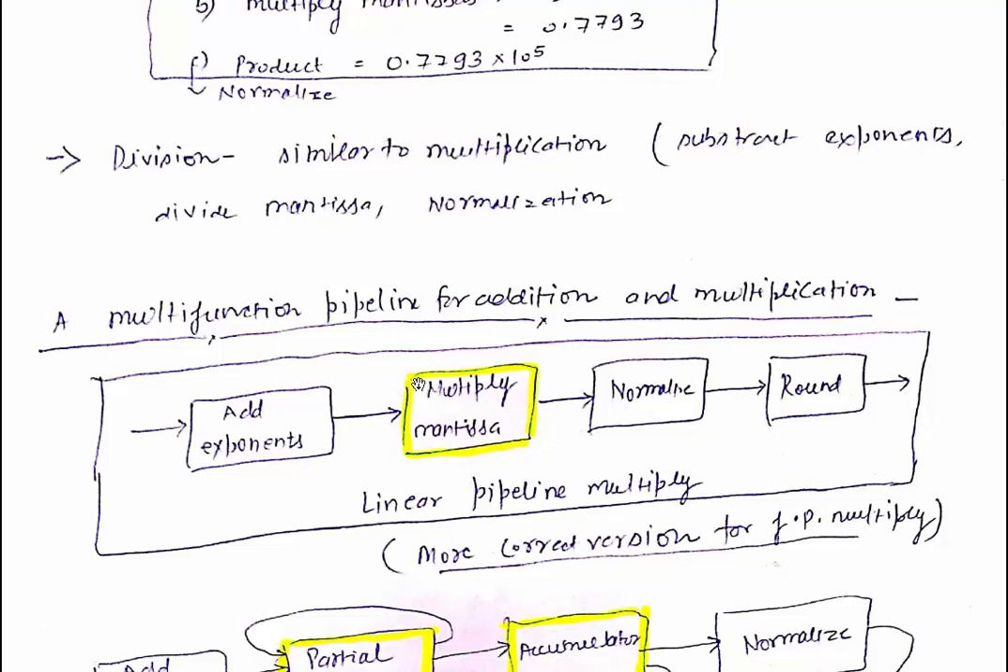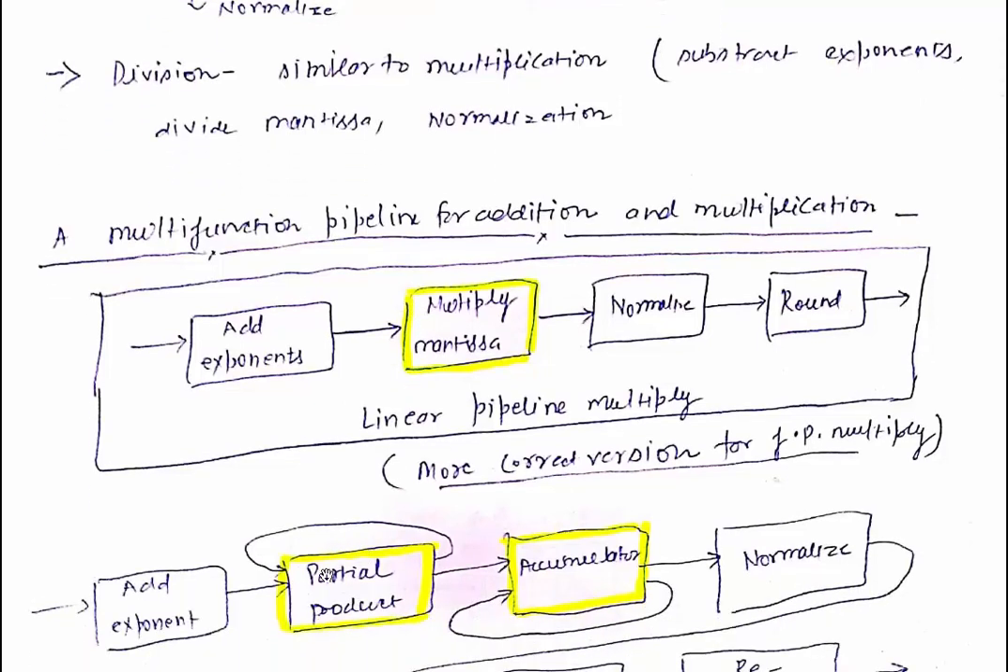Now this particular stage, multiply mantissa, can be further broken into two stages, partial product and accumulator, because the multiplication operation involves partial products. Let's say I am multiplying 13 by 14. 13 would be multiplied by 4, and whatever result comes would be a partial product. Then 13 would be multiplied by 1, and that again would be a partial product. Then you accumulate, or add, the partial products. So the multiply mantissa step can be broken into these two steps, partial product and accumulator.